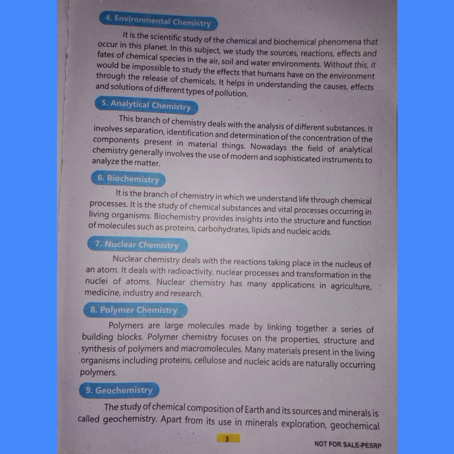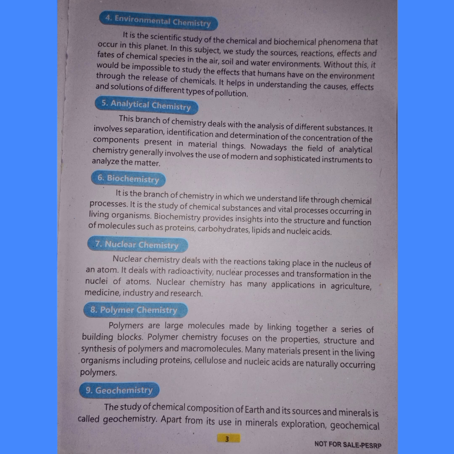Next branch of chemistry is polymer chemistry. Polymers are large molecules made by linking together a series of building blocks. Polymer chemistry focuses on the properties, structures, and synthesis of polymers and macromolecules. Many materials present in living organisms, including proteins, cellulose, and nucleic acids, are naturally occurring polymers.